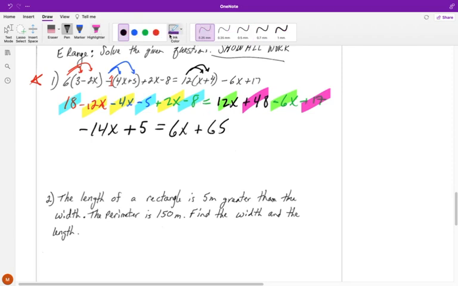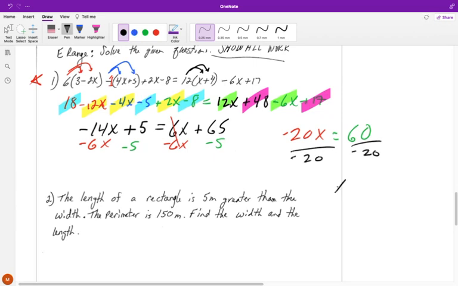And then I'm going to go ahead and subtract over my 6x to move all my variables to the one side. So we get negative 20x. And then I'm going to go ahead and move this 5 to the other side, which is then equal to 60. Divide each side by negative 20. And x is equal to negative 3.